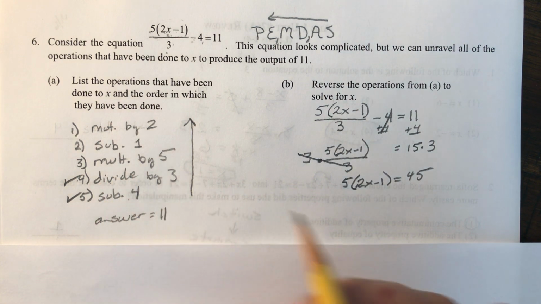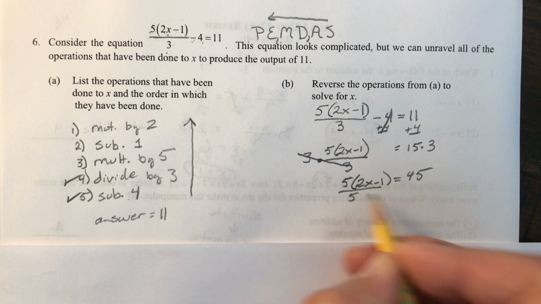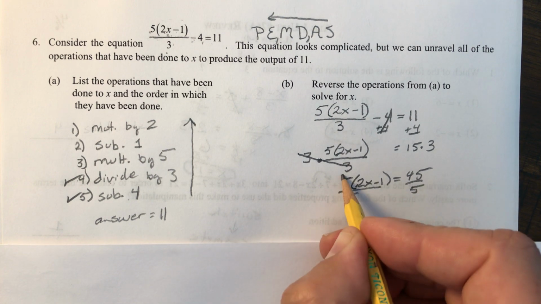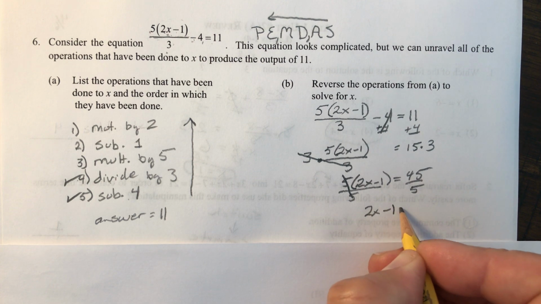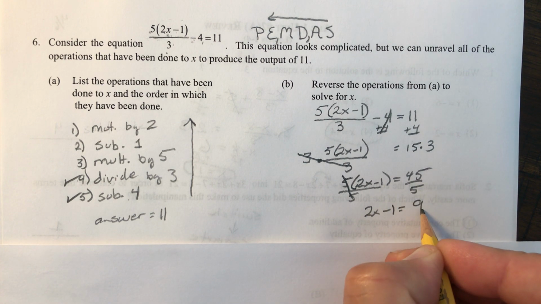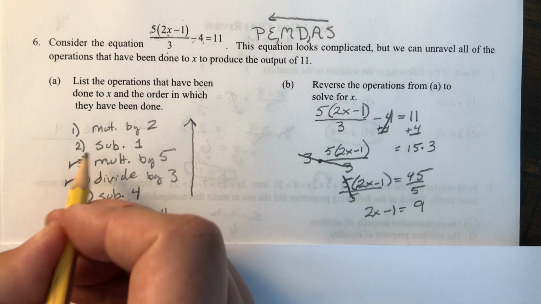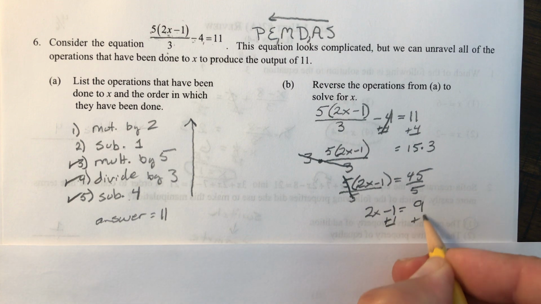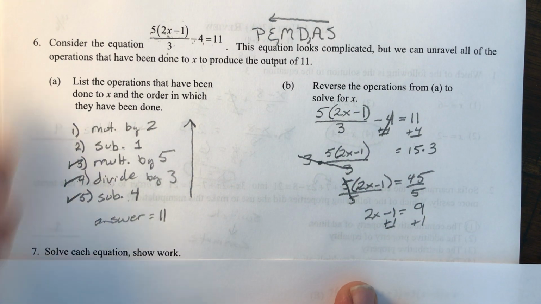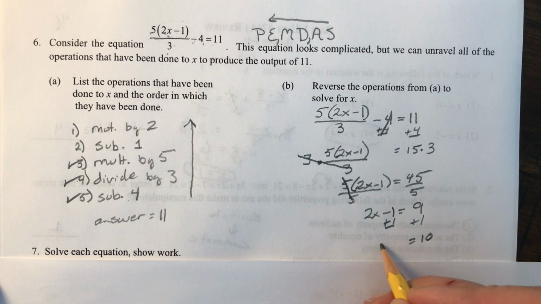Multiply by 5. Well, reversing multiply, you're going to divide by 5. So all we have is 2x minus 1. This division gives us 9. So I reverse that. Done. We need to now reverse subtract 1. So I'm going to reverse with plus 1. We're dealing with 10 over here equals 2x.